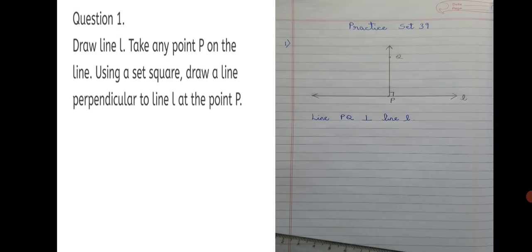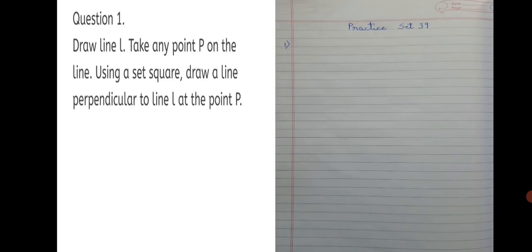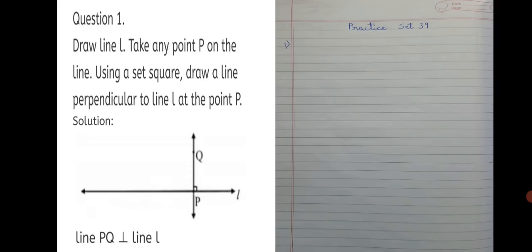So this way we have answered our first question. You can have a look at the solution here. So line PQ perpendicular to line L. So this way, using a set square, you can draw perpendicular PQ. This you can extend further down or you can stop at point P itself.